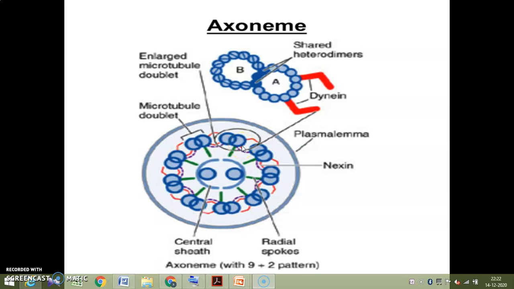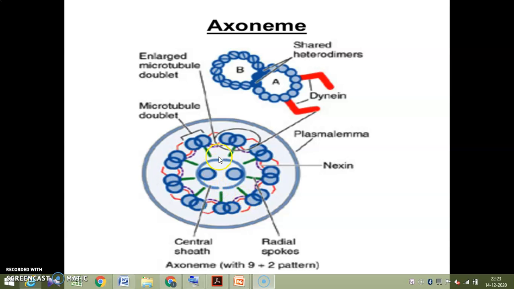This central sheath is connected to one of the tubules of each peripheral part. So children, thus there are 9 radial spokes. The peripheral doublets are also interconnected by linkers. Both the cilium and flagellum emerge from centriole-like structures called basal bodies. So I hope this structure is clear.